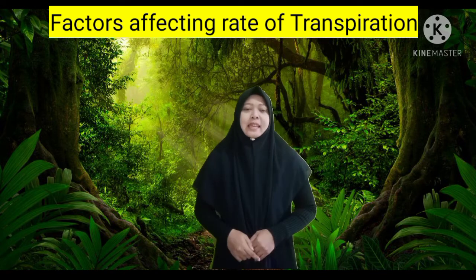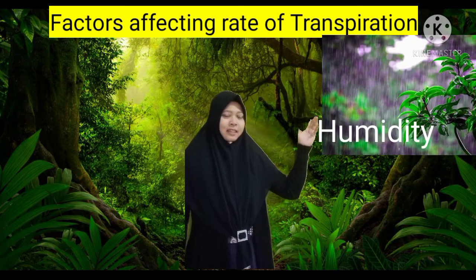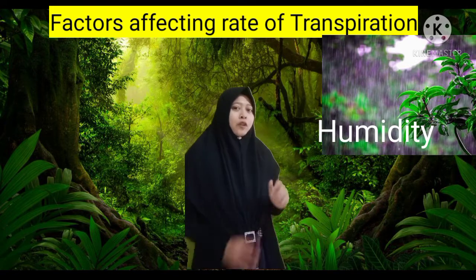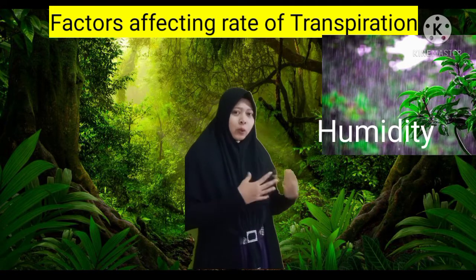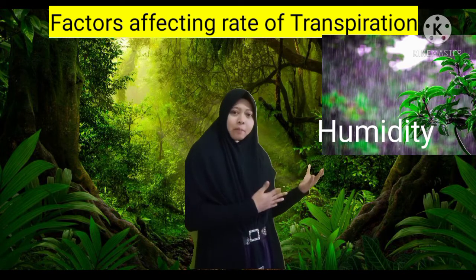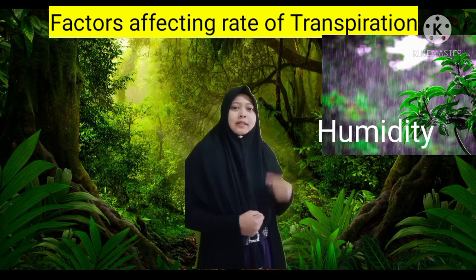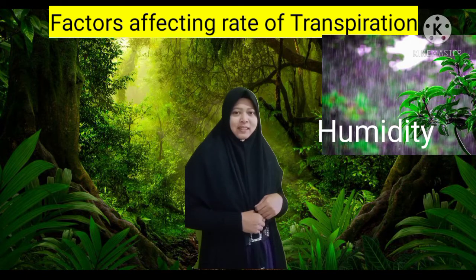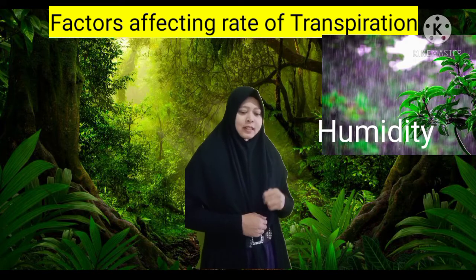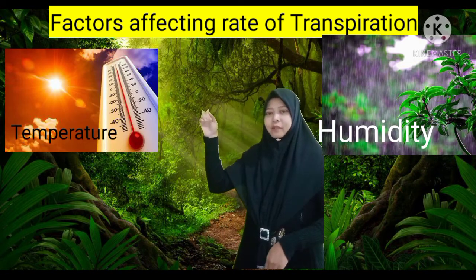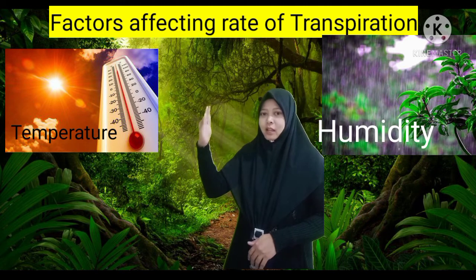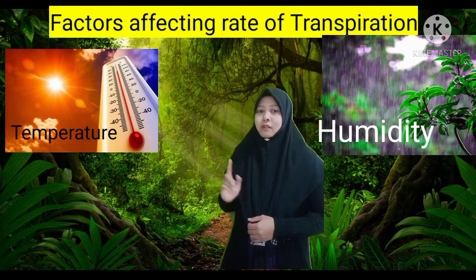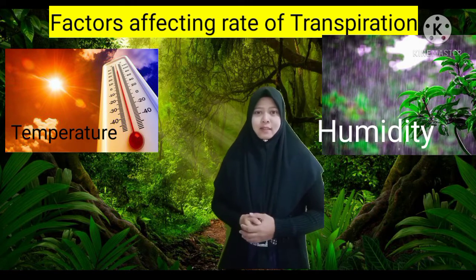The first one is the air humidity. The higher humidity refers to the higher amount of liquid or water found in the atmosphere. So, the higher the humidity, the lower the rate of transpiration. The second factor is the temperature. The higher the temperature, the more water will be lost from the plants. So, the rate of transpiration will also increase.